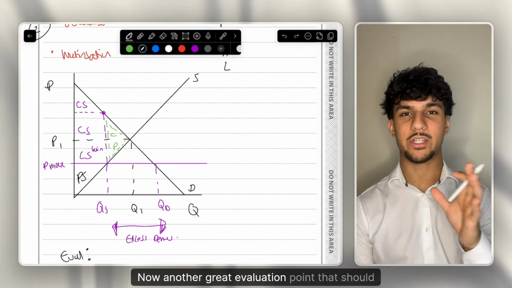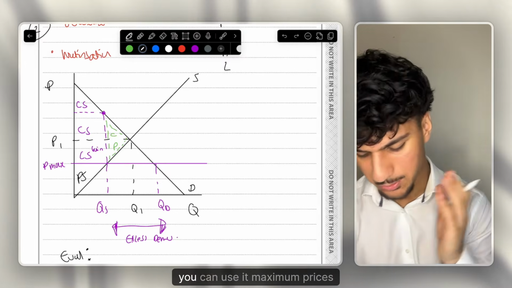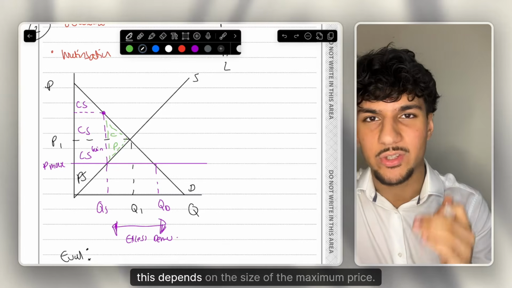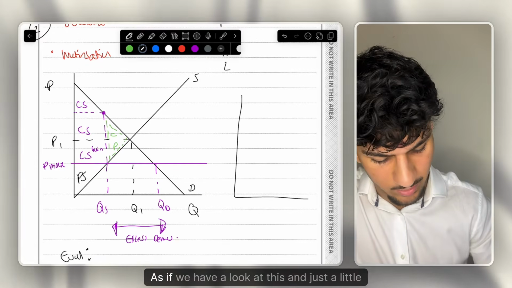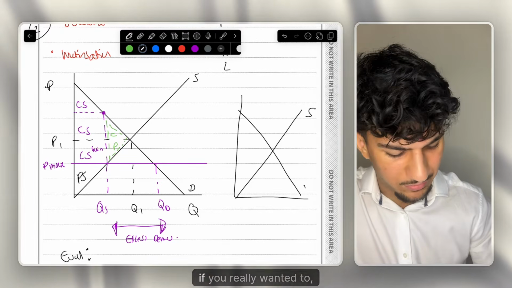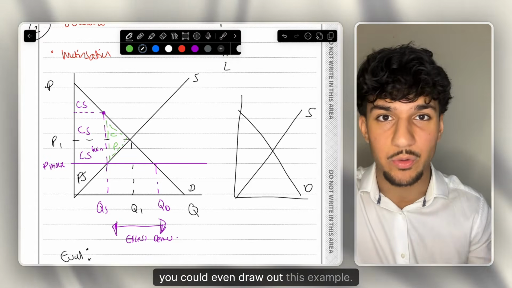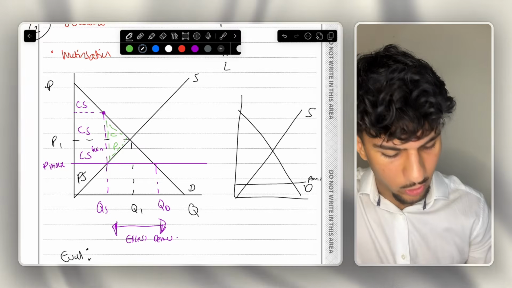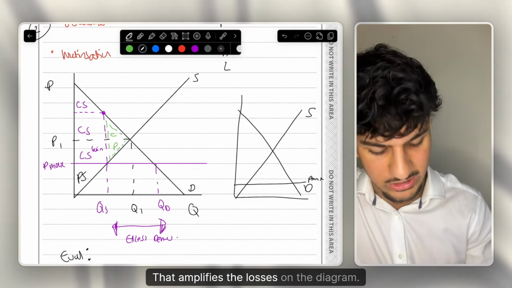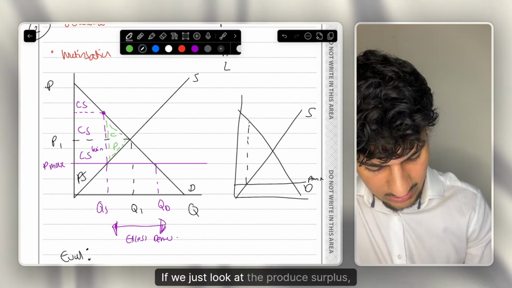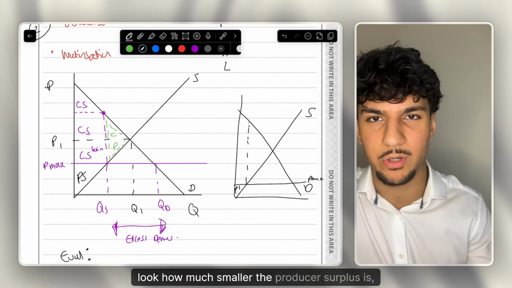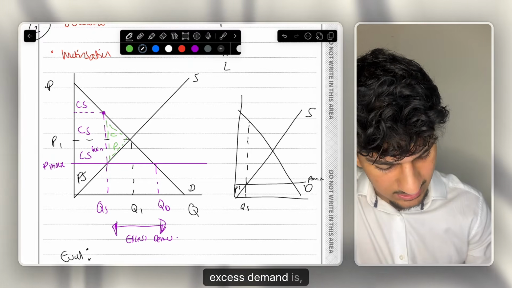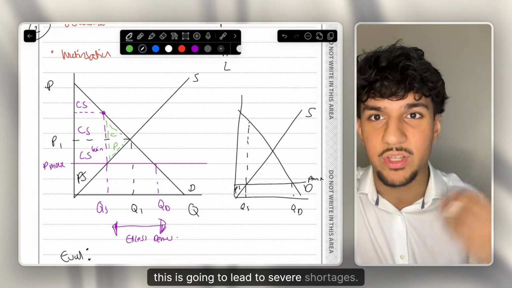Now, another great evaluation point, and you can use it in taxes, you can use it in maximum prices, and you've probably heard me say it before, is: however, this depends on the size of the maximum price. If we have a look at this, as a quick example, if you had the time, you could even draw out this example. If we set the maximum price somewhere like here, look how much that amplifies the losses on the diagram. Look how much smaller the producer surplus is. Look how much larger the excess demand is, for example, and this is going to lead to severe shortages.